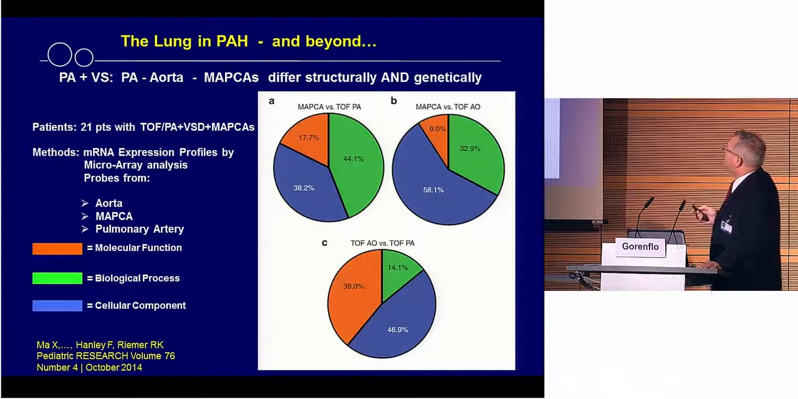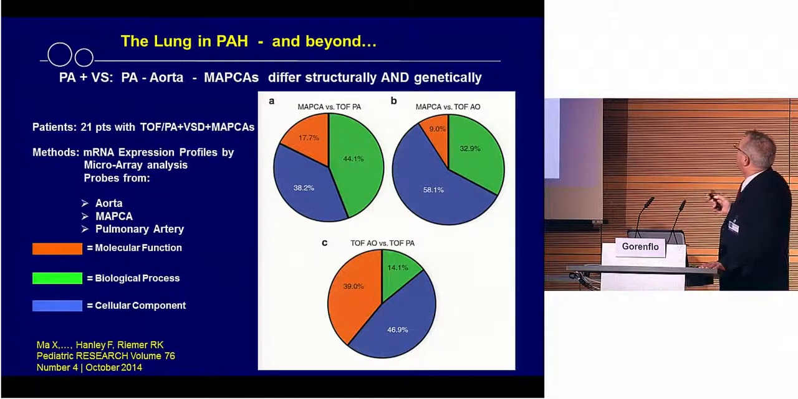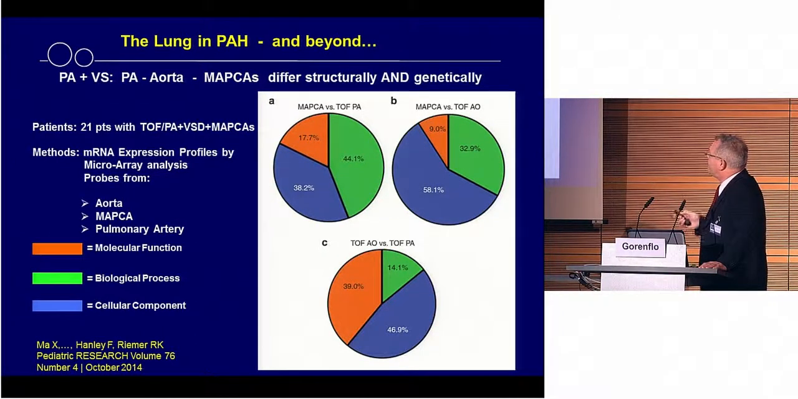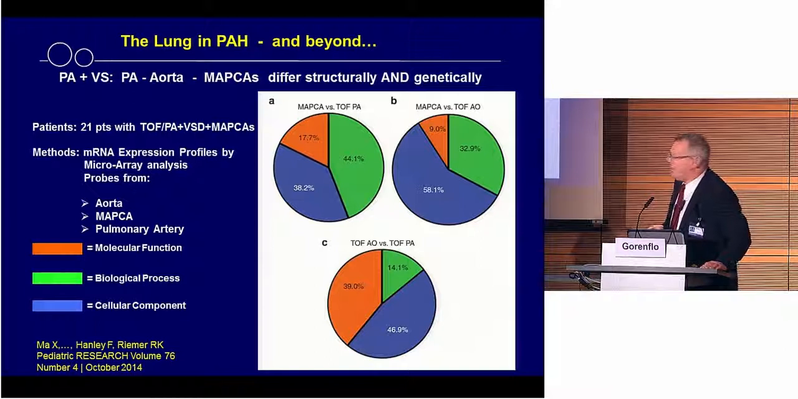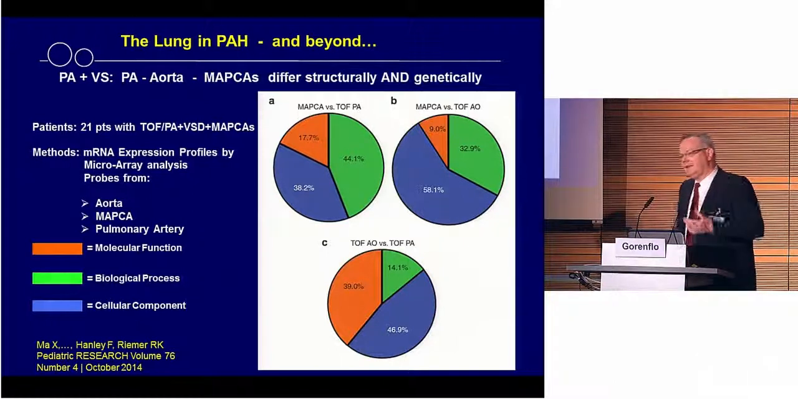And you see the distribution: if you compare MAPCA versus the pulmonary artery of a Fallot-type pulmonary atresia, MAPCA versus aorta, or aorta versus pulmonary artery, you always get different distributions in the basic genetic expression concerning molecular function, biological processes, and cellular development. And these are important. And again, you will understand that no single drug can really address all these differences.